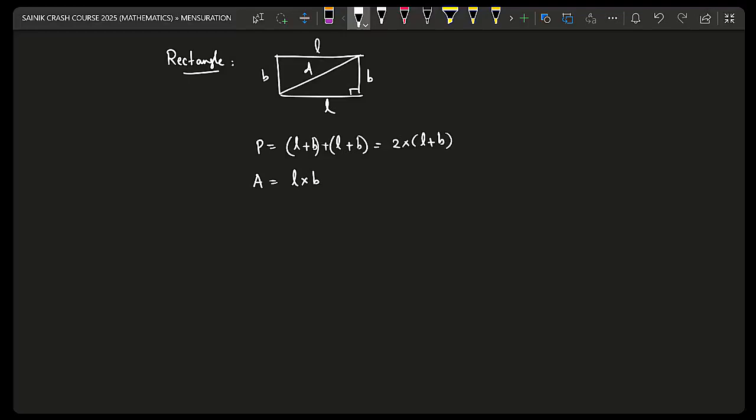Vishnu, can you answer what is the relationship between the diagonal, length, and breadth of a rectangle? The square root of L square plus breadth square is equal to the diagonal. Can you derive that? What is the proof? You can use which theorem? The Pythagoras theorem. So we can write D square is equal to L square plus B square. Now I want the D value. What can I do?